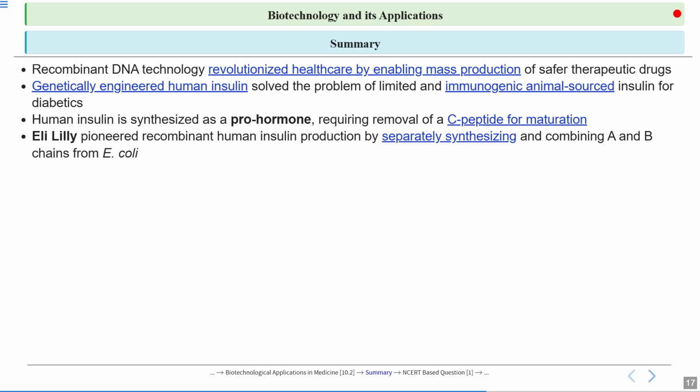Eli Lilly pioneered this recombinant human insulin production by doing what? By separately synthesizing chain A and B, and then combining chain A and B. And how did they synthesize them? They synthesized using this recombinant technology, and E. coli usually expresses these proteins. So this is the summary.